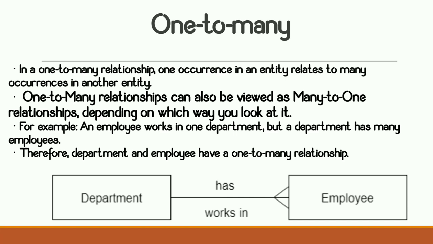So if you take it in another way, then you can see that one to many looks similar to many to one. Okay, the way you look at your particular relationship. For example, an employee works in one department, but a department has many employees. So this is the best example which can tell you about one to many relationship.